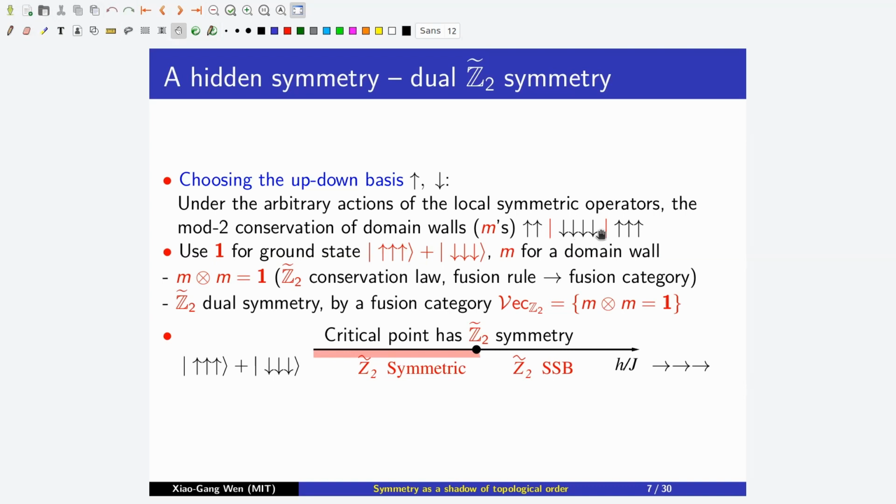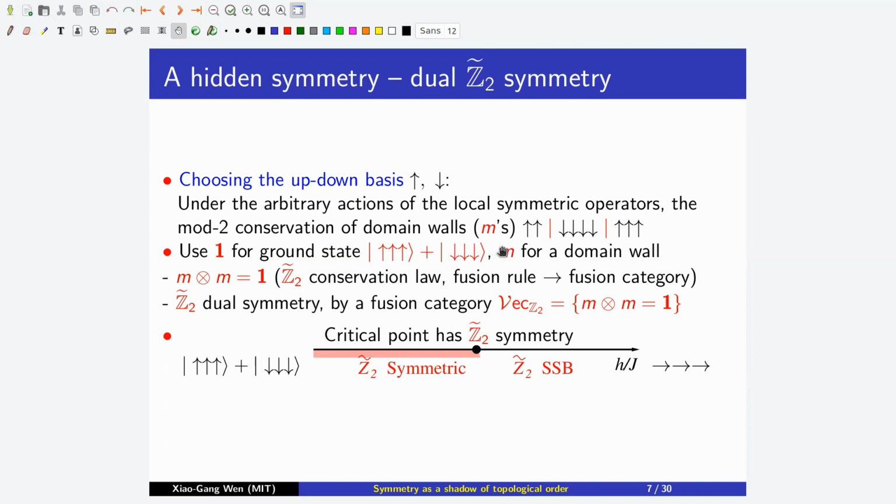And then this domain wall also has the Z2 conservation, because again you can use this ZZ operator. Here the ZZ operator does not do anything, but the single X operator flips a spin, either creating a 2 domain wall or moving 1 domain wall around. Okay. So therefore, the domain wall will also have a Z2 operation.